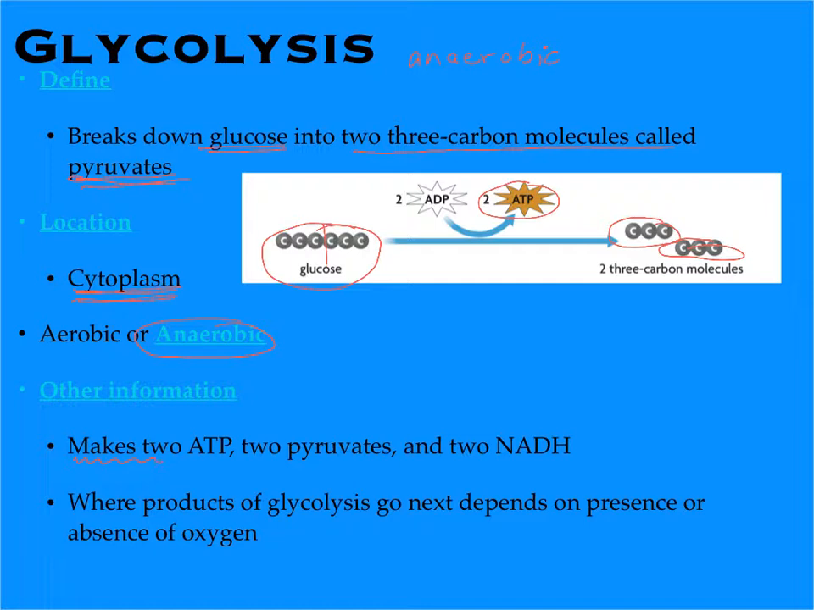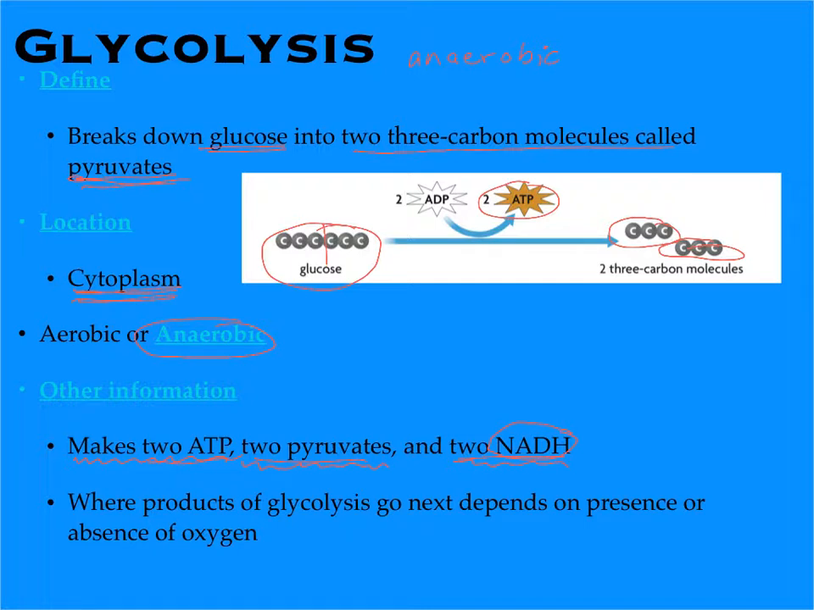Glycolysis makes 2 ATPs. That's one product. 2 pyruvates. That's the second product. And 2 NADH, which is a third product. Now, NADH is similar to NADPH that's produced in photosynthesis, but obviously there's a lack of a phosphate in there, so NADH is in cellular respiration, and NADPH is in photosynthesis. I always remember that the P for photosynthesis comes from that process.